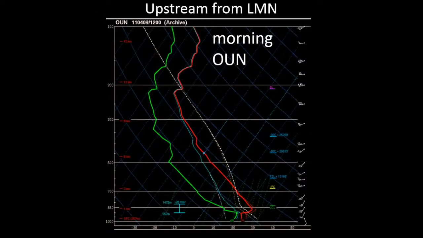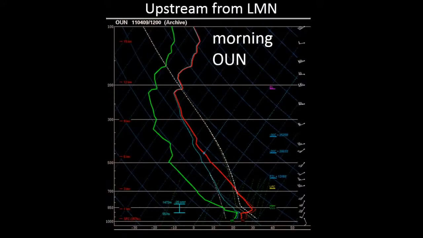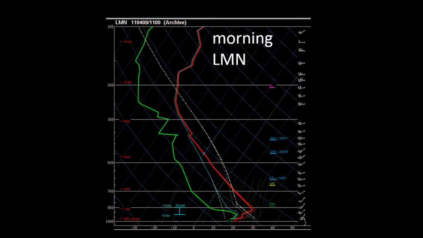Okay, now let's consider Norman as the source region for somewhere further north, which will be Lamont. So in this case, similar to the last one, these two are pretty similar. So you wouldn't expect too much change at Lamont during the day. Moisture advection is not going to be particularly strong, and they should show the same sort of mixing signal.